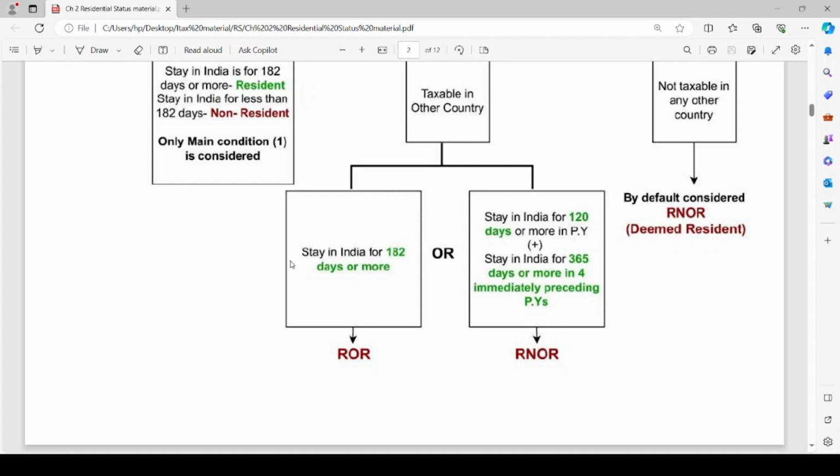If the period of stay in India of such person is for 182 days or more, he is considered to be ROR. If not, then we have to check the condition, that is, the period of stay in India for 120 days or more in previous year, and along with that, if his period of stay in India is for 365 days or more in 4 immediately preceding previous years, he is considered to be RNOR.